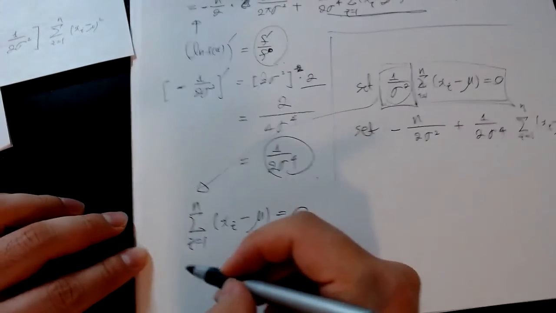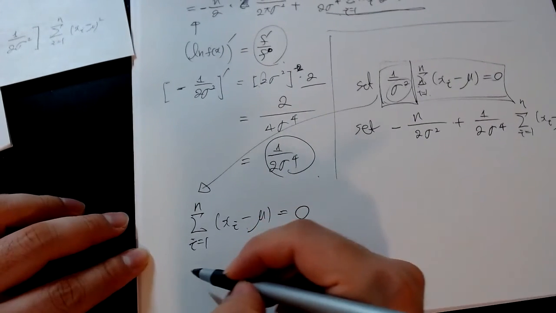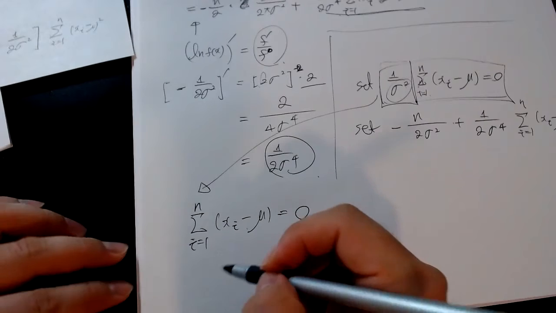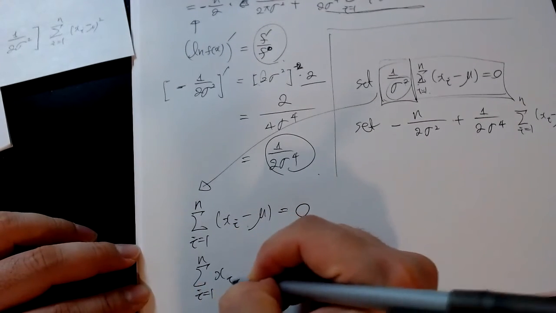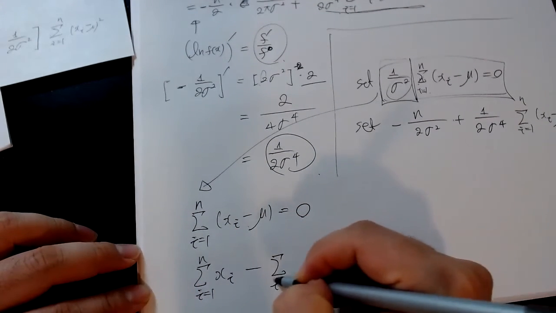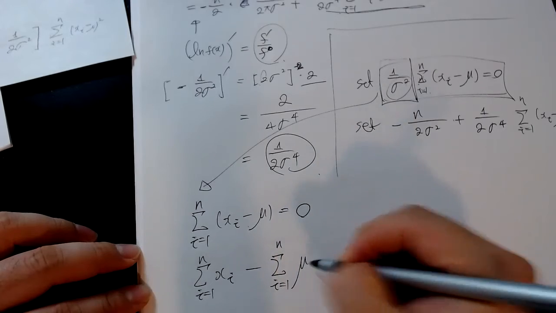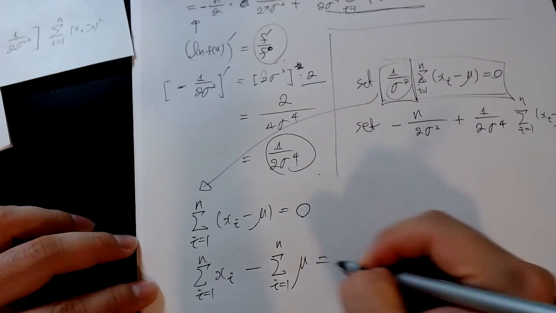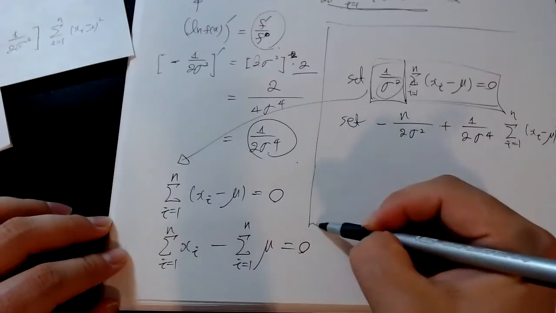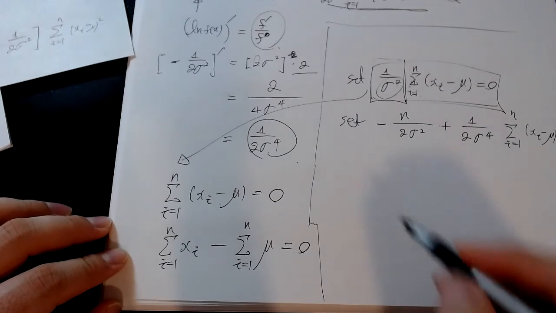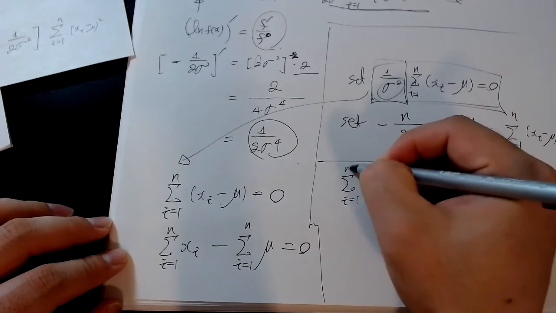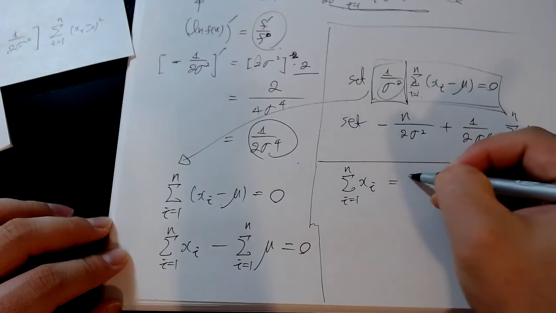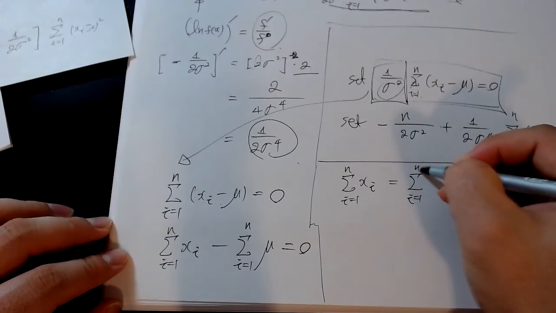But we can separate that summation, because of linearity. This is equal to the summation i equals 1 through n of xi minus the summation i equals 1 to n of mu, equal to 0. So it means that the summation of xi is equal to the summation of mu.